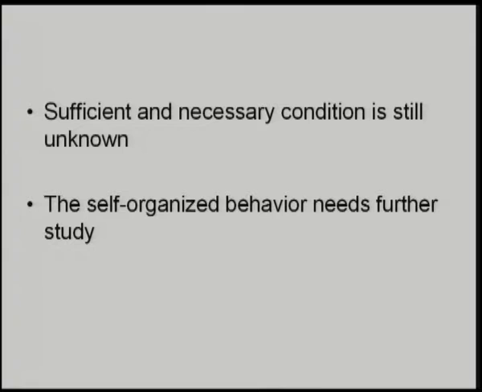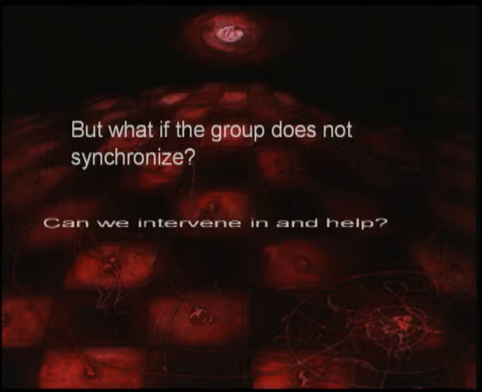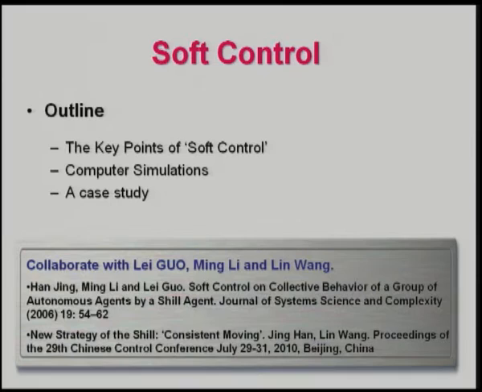They still need further study. But the question here, to me, is: what if the group does not satisfy this sufficient condition and does not synchronize? Can we intervene in the group and help the system to synchronize without destroying the original system? That is to say, we could not change the local rule of the already existing agents.